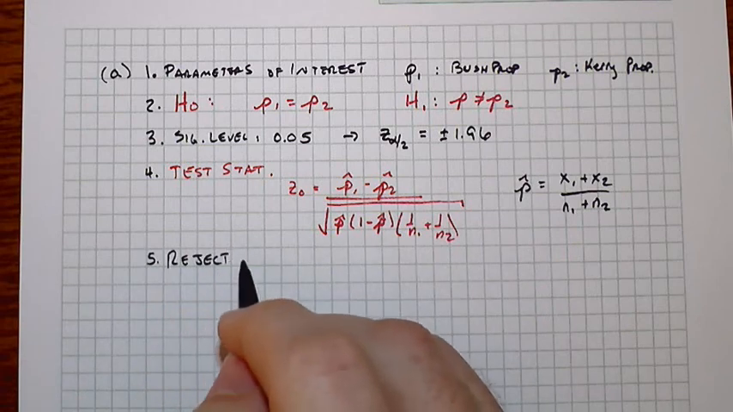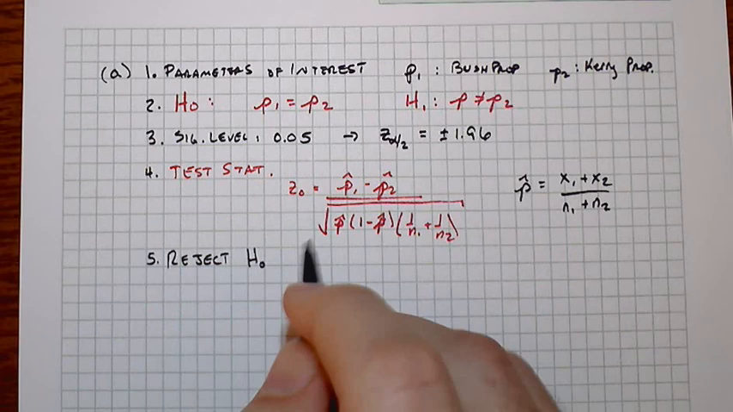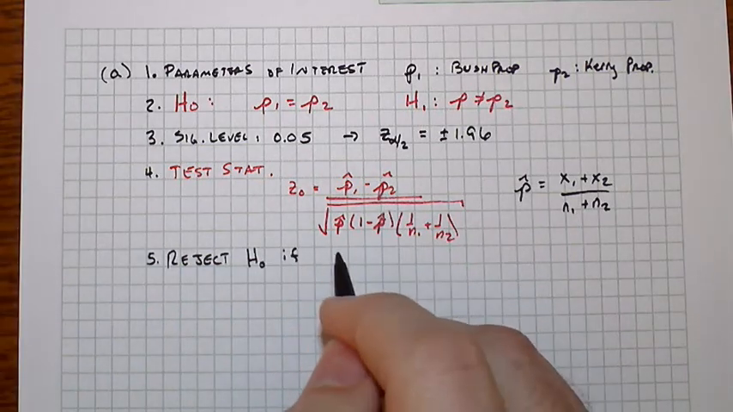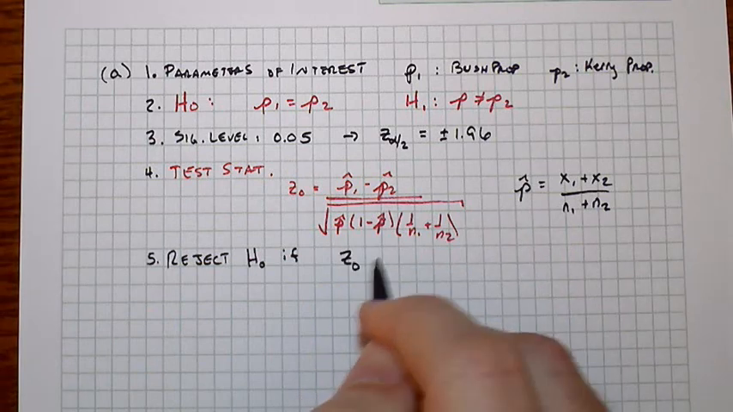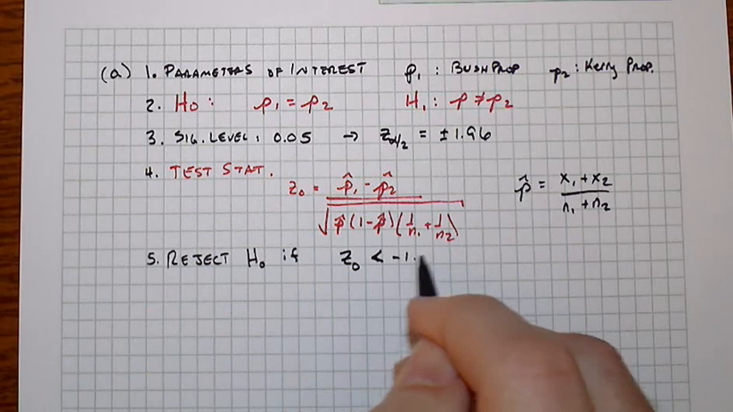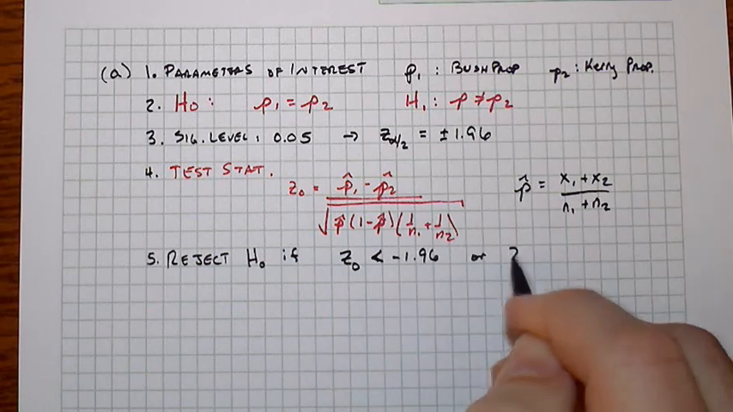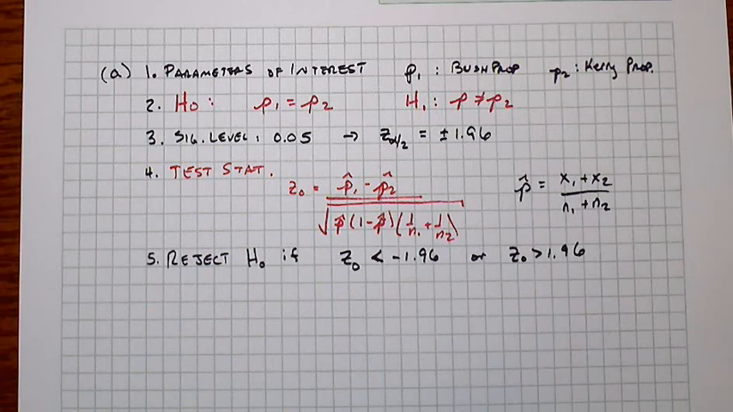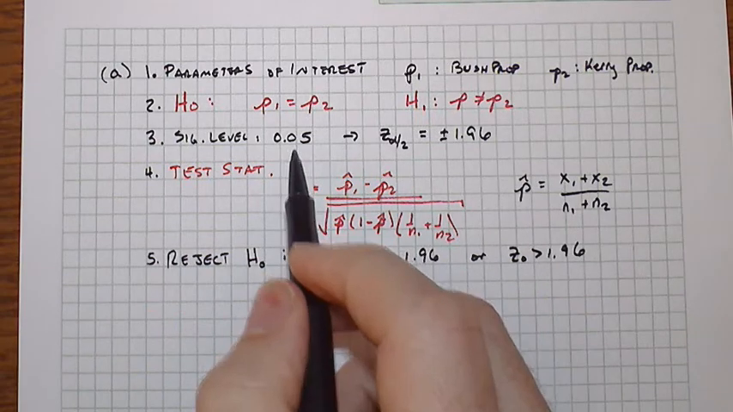And so let's state our rejection rule, or operating rule. We're going to reject H0 if our Z0 that we calculate is less than minus 1.96, or Z0 is greater than 1.96. And that's from our 0.05 confidence level.